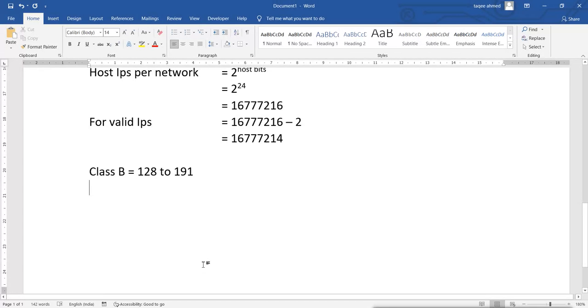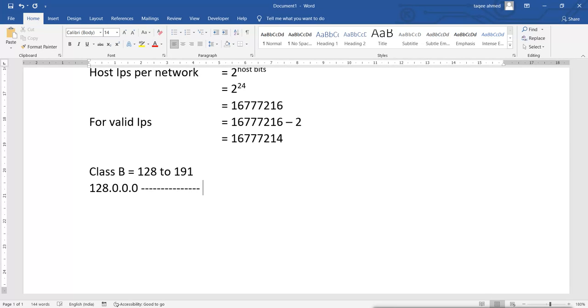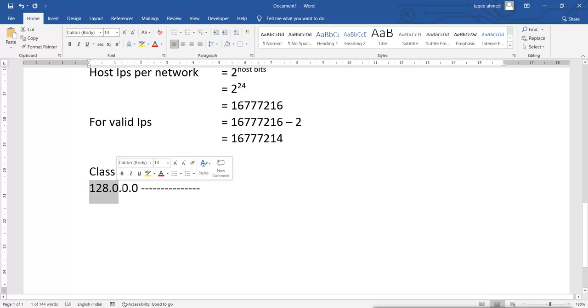So 128 to 191, and that means it will start from 128.0.0.0. Now remember, this is a network IP of class B. Why? Because these two parts are the network part and these two parts are the host part, and you can see the host parts are 0.